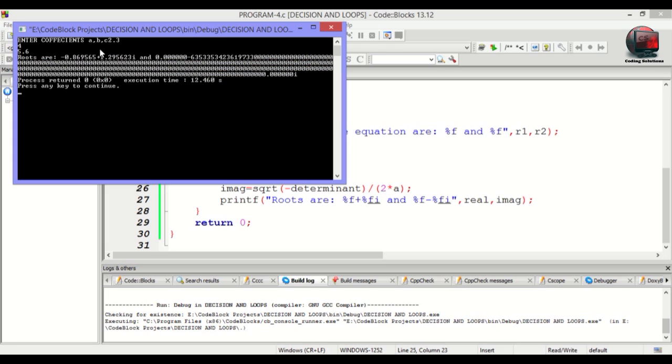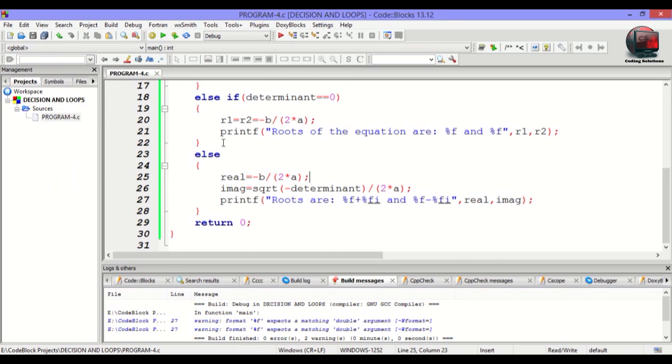So the roots of the equation are minus this, this, this, plus this I. In this case, the determinant comes out less than zero. We are getting too many zeros, so to restrict those, let me do something. I'm restricting the values to two decimal places only, 0.2 and 0.2.